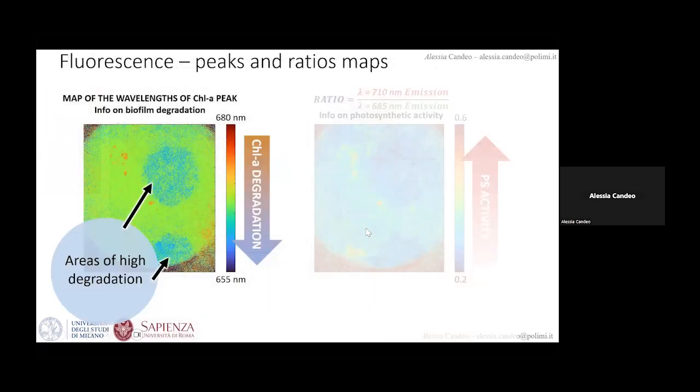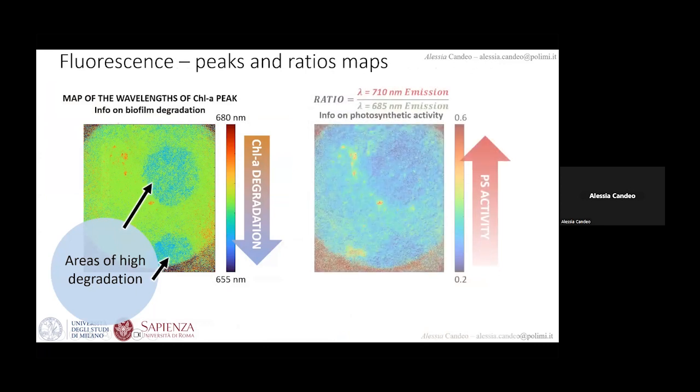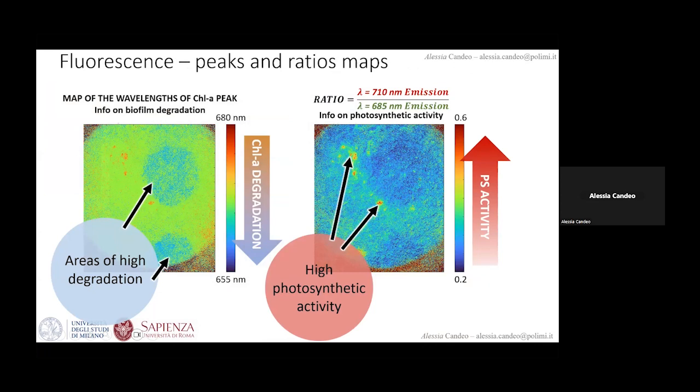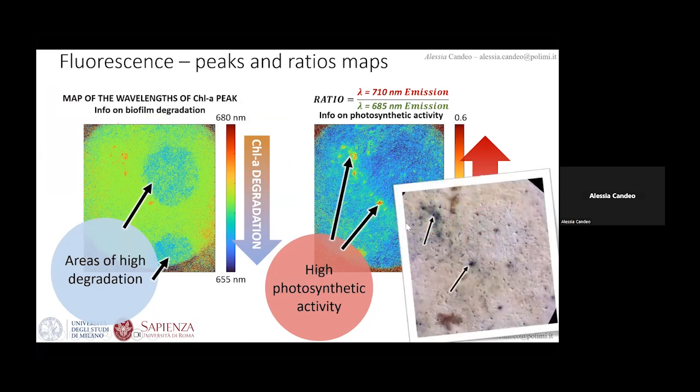And then we can plot maps of the wavelength of the chlorophyll A peak, which basically tells us something on the biofilm degradation, or maps of the ratio between the emission peak at 710 nanometers and the emission peak at 685 nanometers. This map is basically telling us where are the areas where the biofilm is more photosynthetically active. And this area actually corresponds to fissures or cracks in the stone.